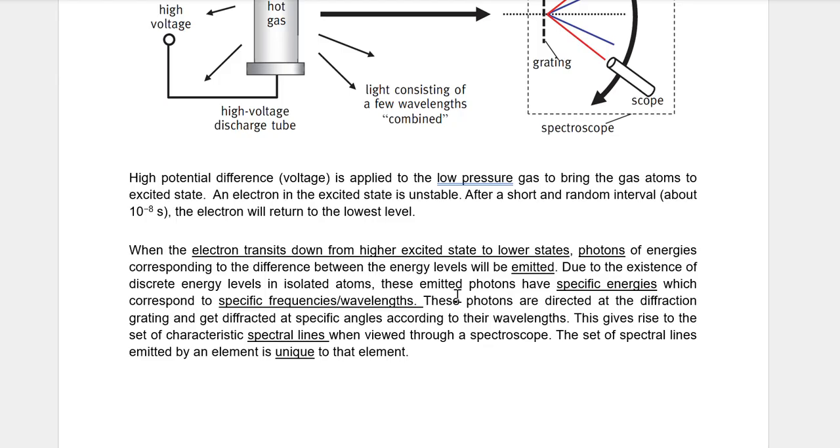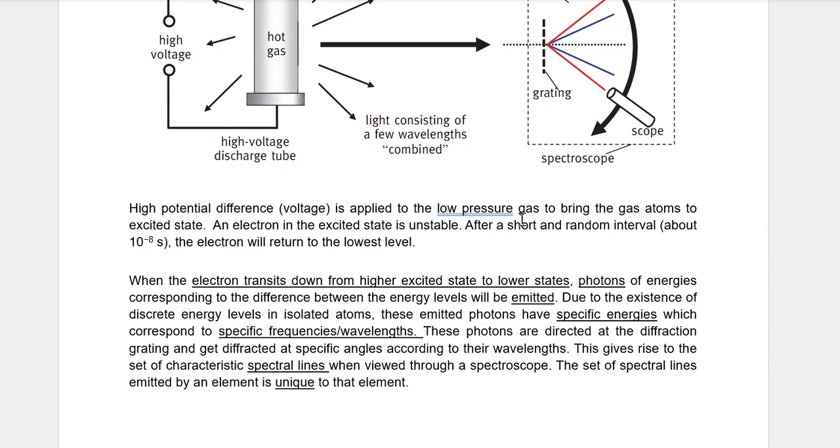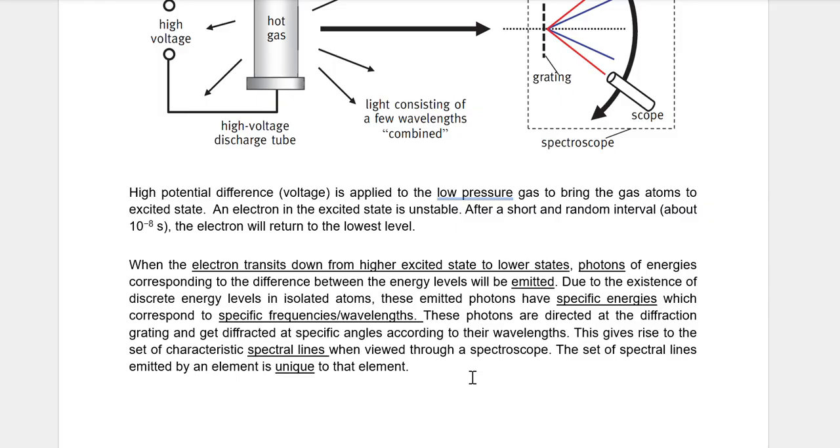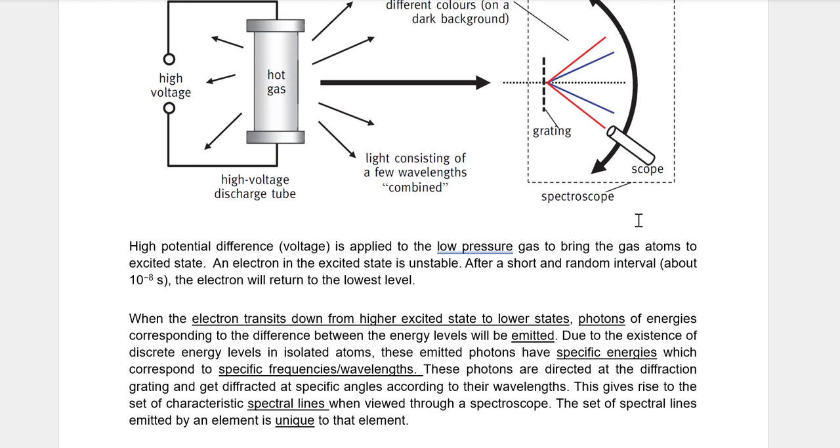As I mentioned earlier, the photons are directed at the diffraction grating. This is the diffraction grating here. The light gets diffracted at specific angles according to its wavelength, and gives spectral lines when viewed through a spectroscope. This is the scope. It's a machine here. You don't have to worry too much about this.